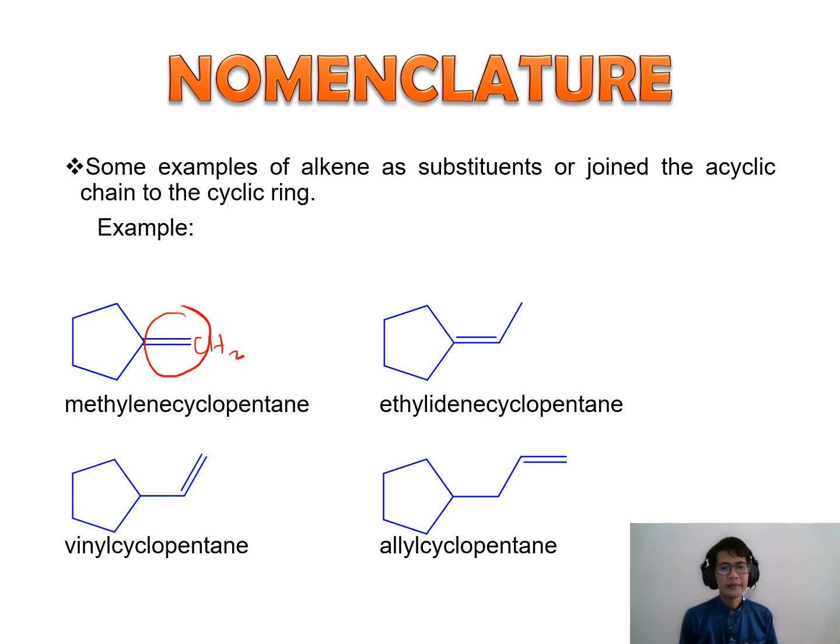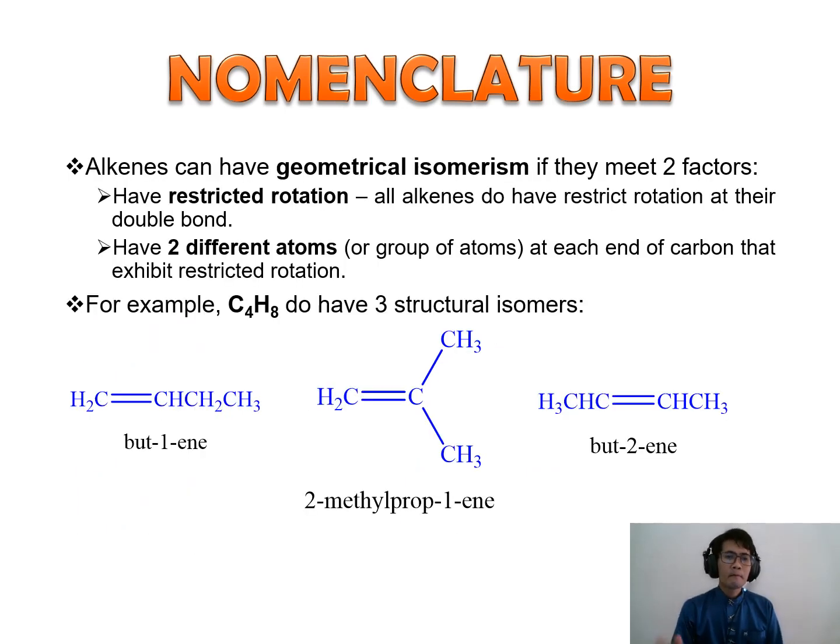But if we move the double bond to here, it is no longer bridging. This one is bridging, joining the acyclic group to the cyclic group. This one is no longer bridging, so its special name is vinyl. And if there are 3 carbons, the special name is allyl. There are actually many special names like this, but enough for your syllabus, I give these four special names of the alkene as substituent. No need for too many, otherwise you will get confused. Alright.